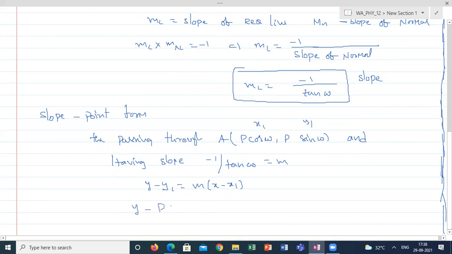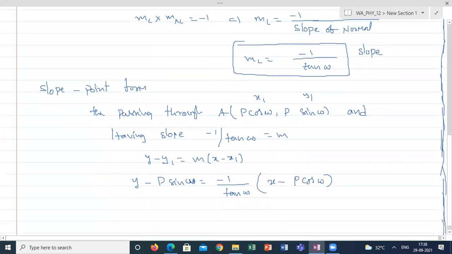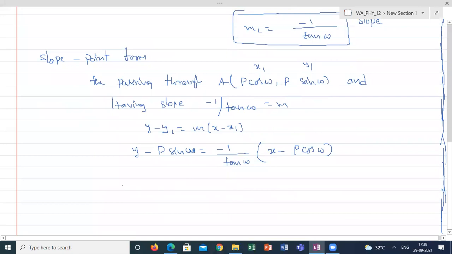So y minus p sin omega is equal to m, which I'm writing as minus 1 by tan omega, into x minus p cos omega. For comfort, I am releasing the tan. 1 by tan is nothing but cos by sin. So y minus p sin omega is equal to minus cos omega by sin omega into x minus p cos omega.